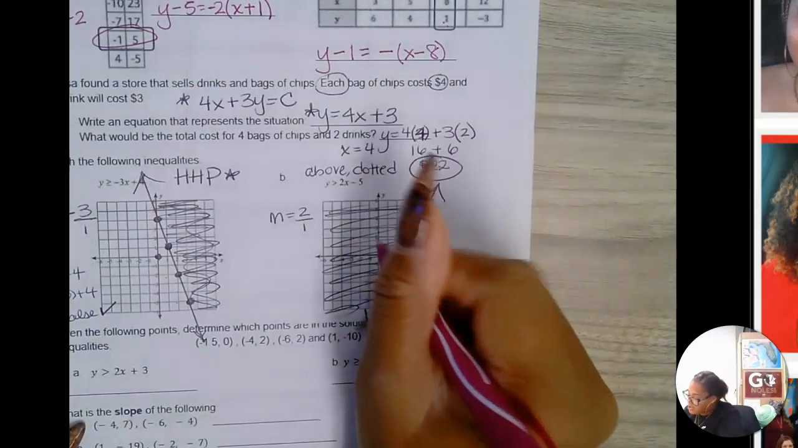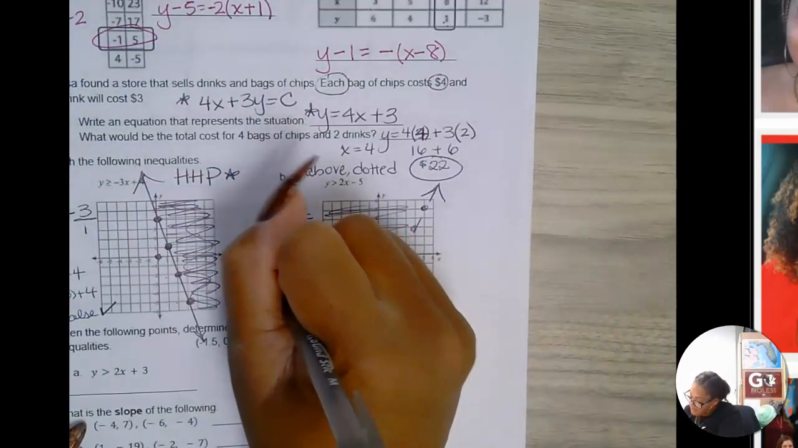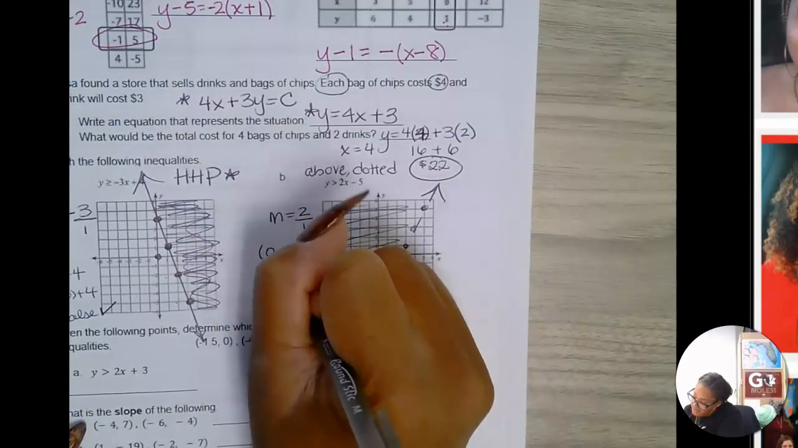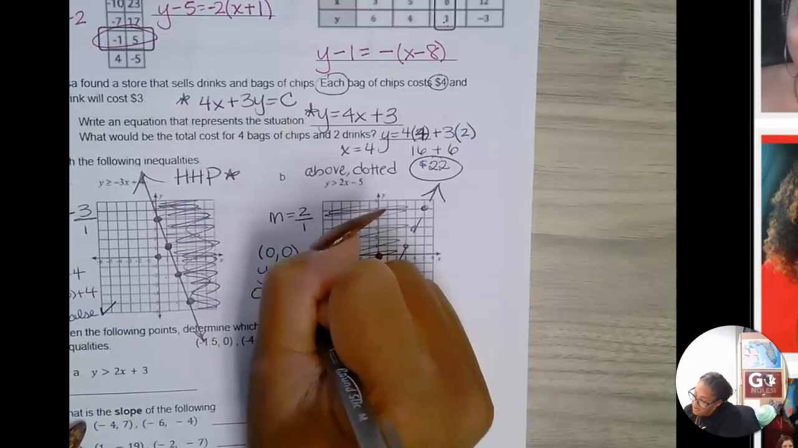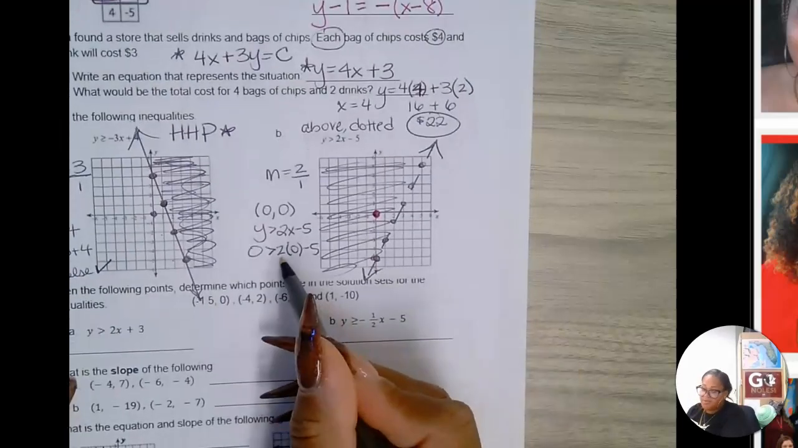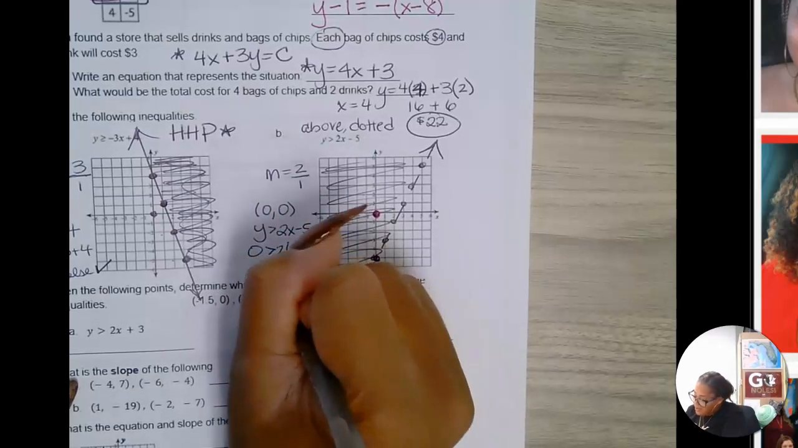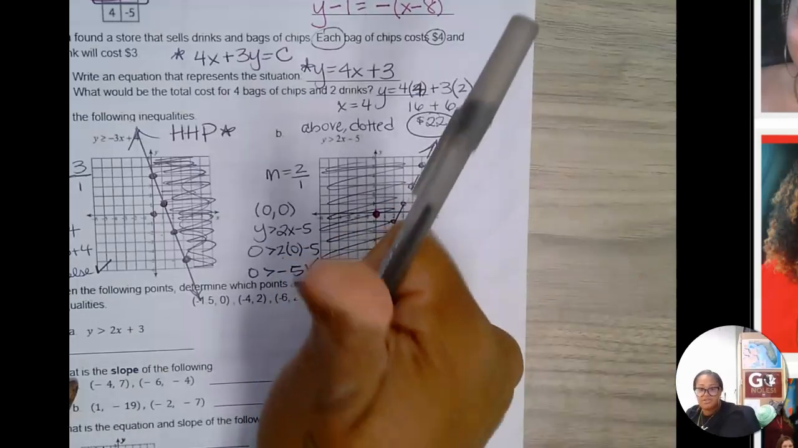Again, use your origin as a checkpoint. Does 0, 0 make this true? Y is greater than 2x minus 5. Is 0 greater than 2 times 0 minus 5? Remember, 2 times 0 is 0. Is 0 greater than negative 5? This is true. I've got my origin included, so it's good to go.